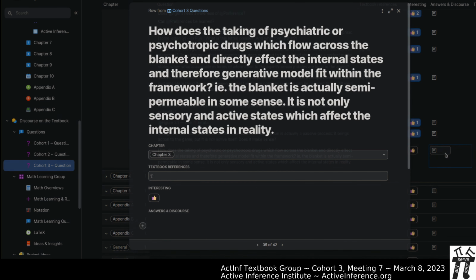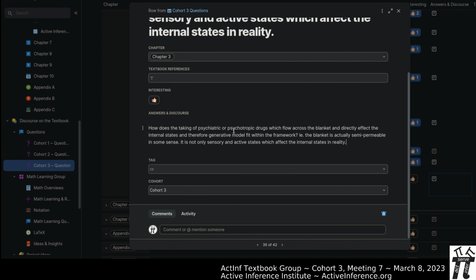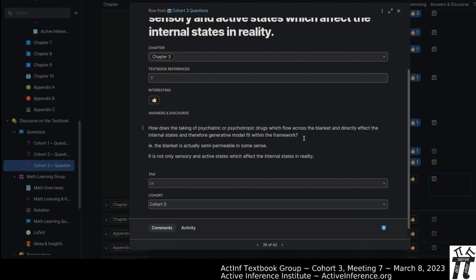And then last question, and then we'll look ahead to the coming chapter. Okay. How does the taking of drugs, which flow across the blanket and directly affect the internal states, and therefore the generative model, fit within the framework? I.e., the blanket is semi-permeable. It is not only sensory and active. So, blankets are not in the world.